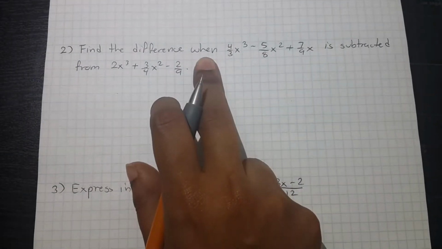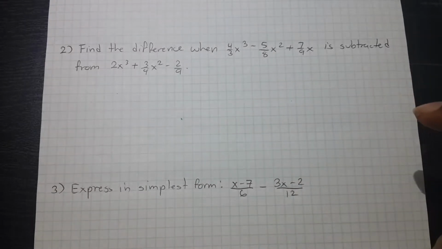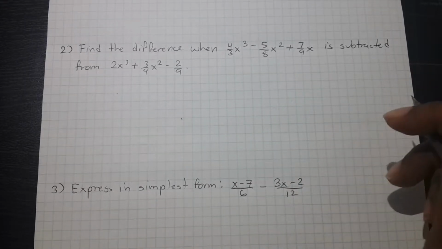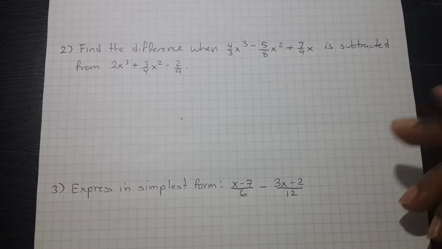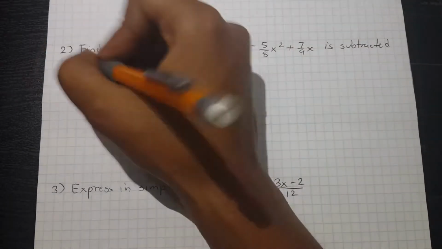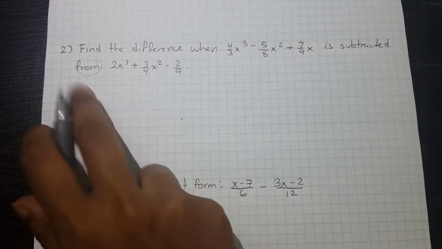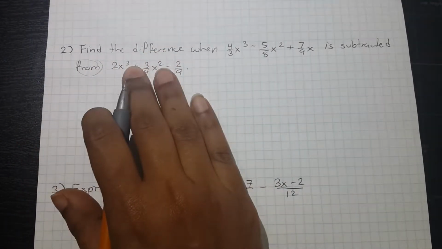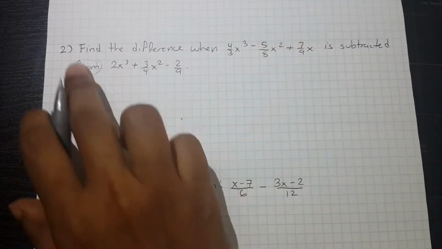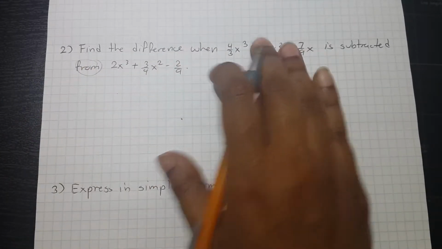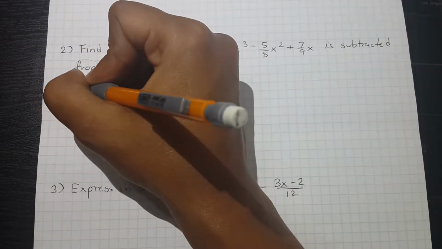Find the difference when 4/3 x cubed minus 5/8 x squared plus 7/9 x is subtracted from 2x cubed plus 3/4 x squared minus 2/9. So you want to pay attention to the keyword here, because it says from, it's going to be this minus this. If it said by, it would have been this minus this, okay? So the order is very important.